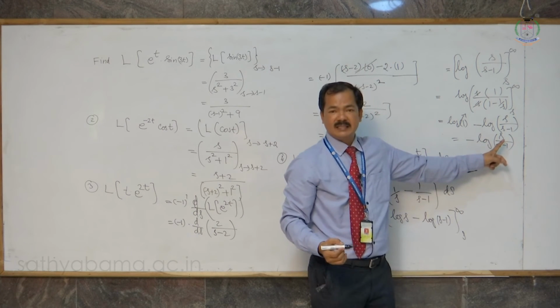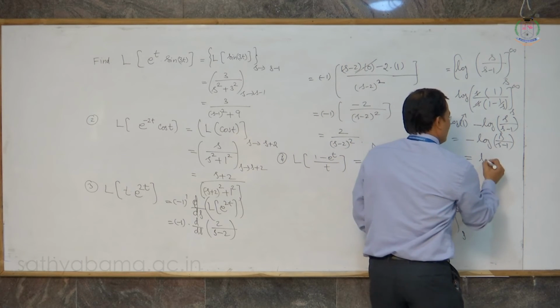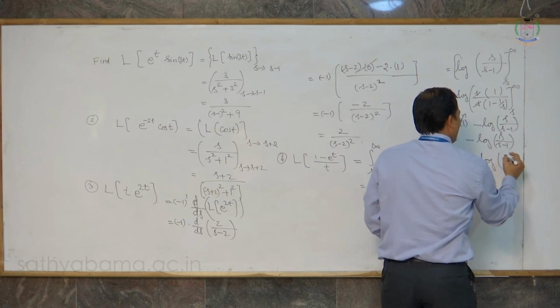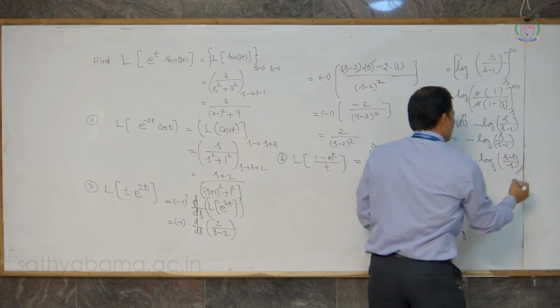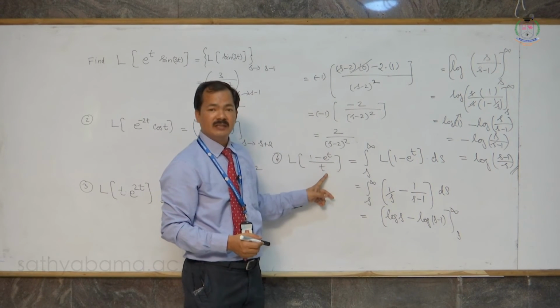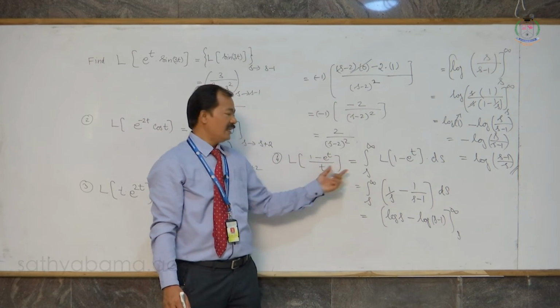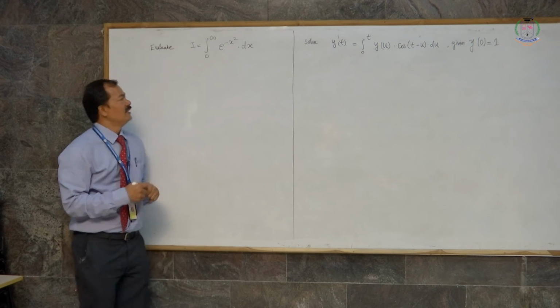If you multiply by the minus sign, log a by b becomes log b by a. So, that is equivalent to log of b upon a. B upon a is what? S minus 1 upon s. So, this is the Laplace transform of (1 minus e power t) upon t. The Laplace transform of this one exists. Now, solving some problems using Laplace transformation.